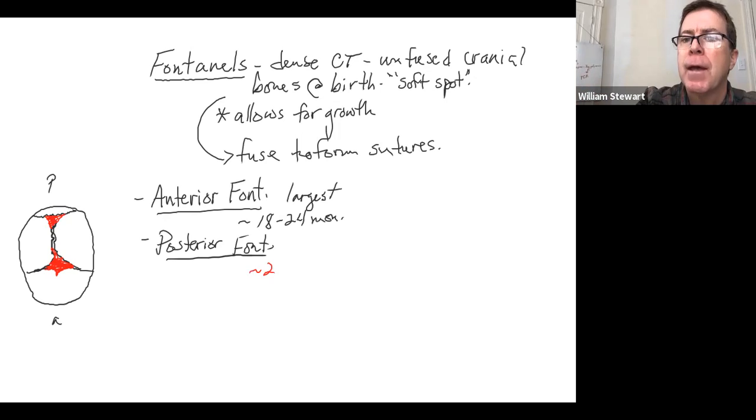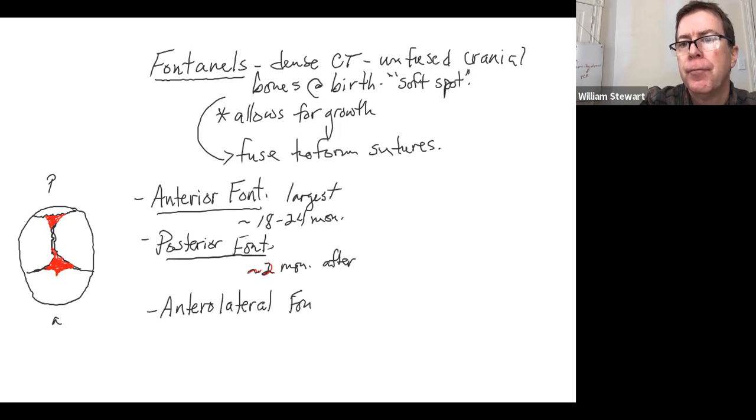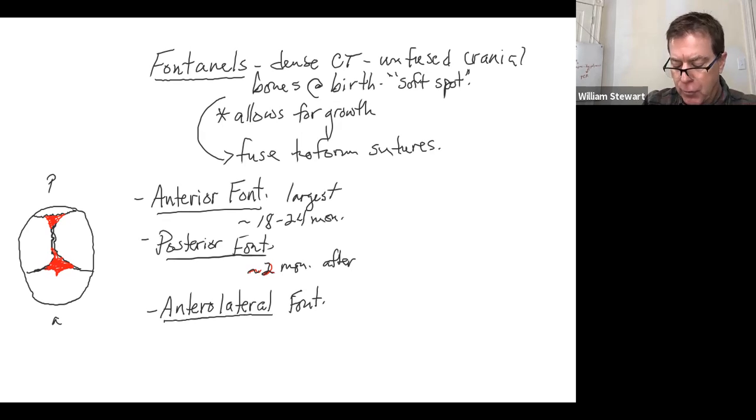Let me get my black pen back. Next on the list, it's a fancy name, but it describes exactly where it is. It's called the anterolateral fontanelle. Antero means toward the front, anterior, lateral means on the side. So this one is between the frontal bone, the parietal, and the sphenoid. So it's down on the lateral side of the head, frontal, parietal, and sphenoid. And there's an anterolateral on both right and left sides at birth.